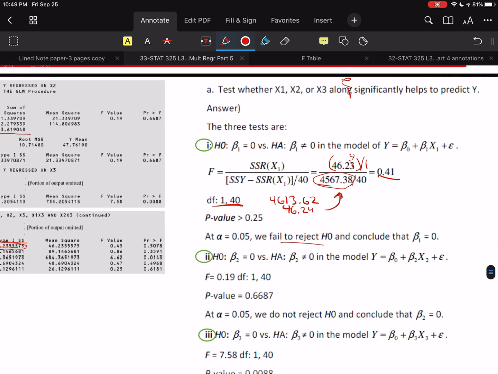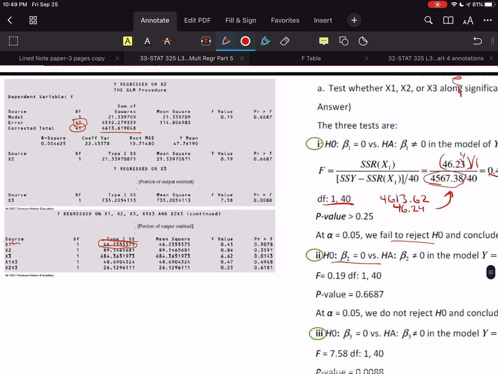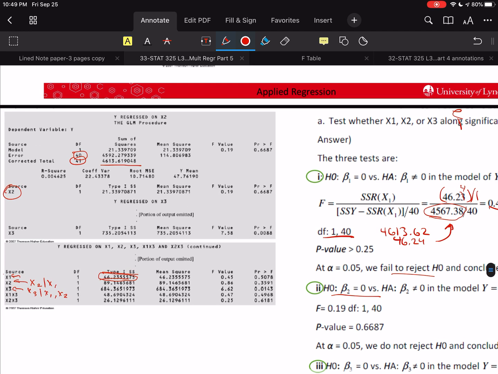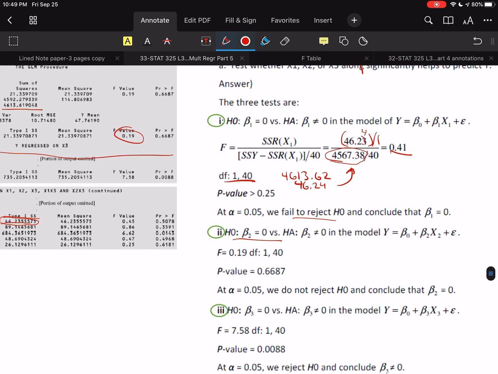Okay, the second test, for beta 2 equals 0. Now, these are Type 1 SS, so this is really X2 given X1 at that point. And this would be X3 given X1 and X2. So we can't use those. We have to have another model. And here we have an F value of 0.19 and 1 degree of freedom. And again, we'll have 40 in the denominator.